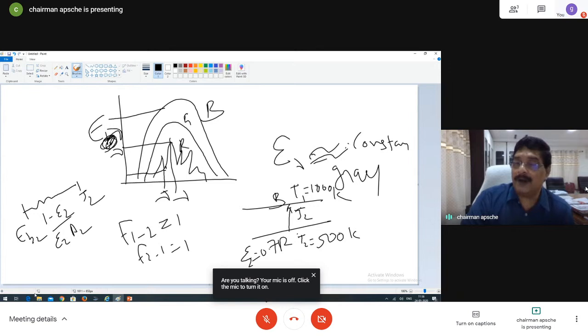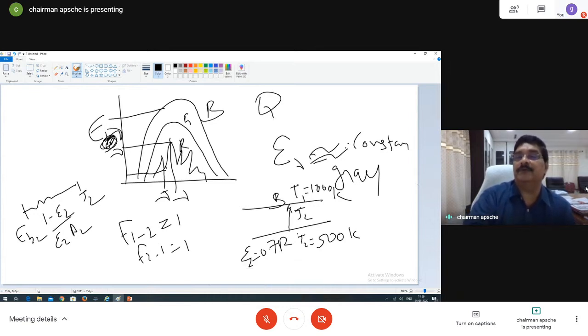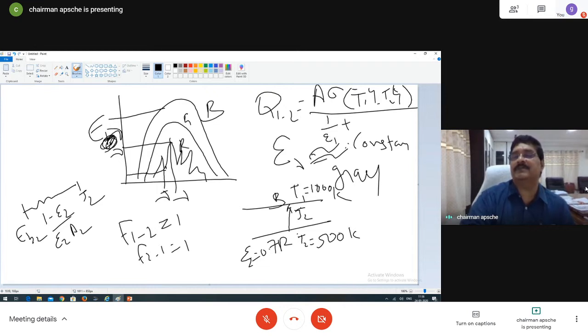And what is the net radiation heat exchange between them? Q1 to 2 for parallel plates is equal to A sigma (T1 power 4 minus T2 power 4) divided by (1 by epsilon 1 plus 1 by epsilon 2 minus 1). This is the standard equation. And epsilon 1, the first surface, is a black one.